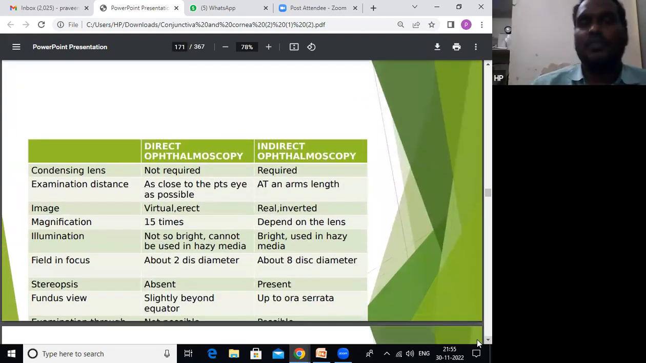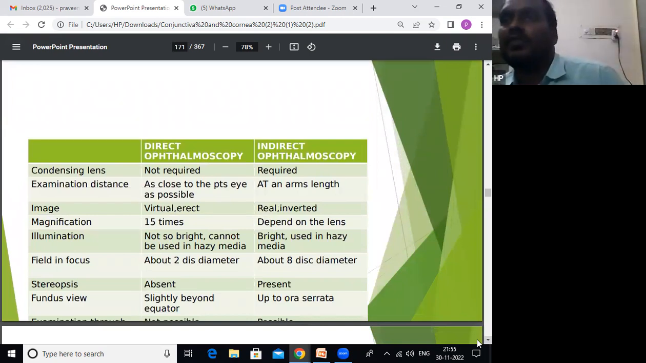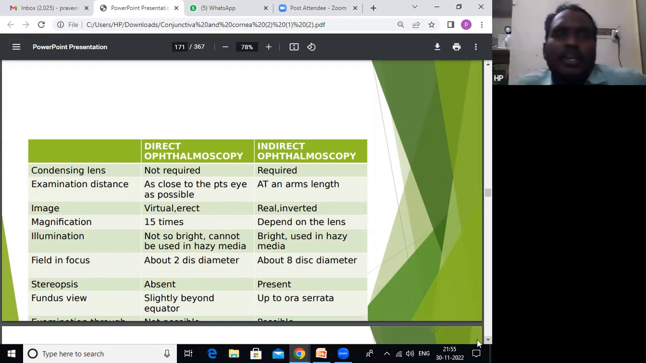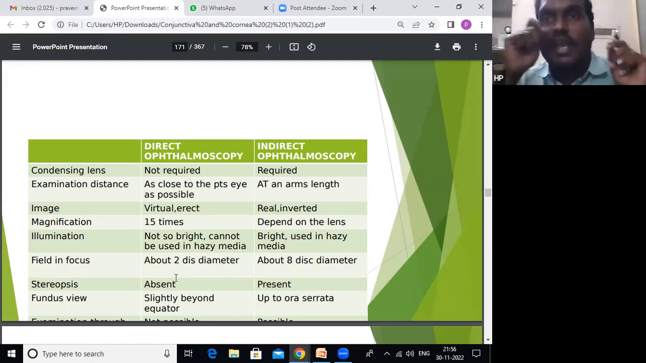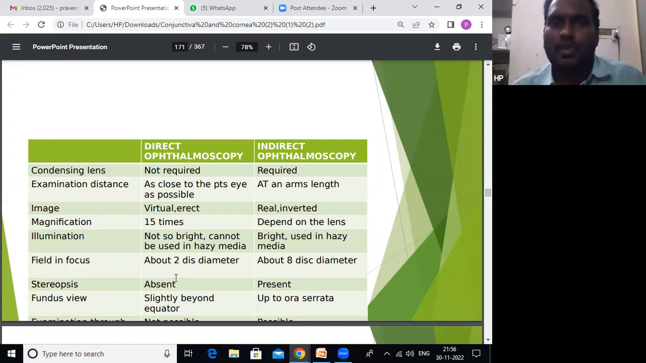This again is a table which is very important. Always one of the following is an advantage of direct ophthalmoscope, or one of the following is an advantage of indirect ophthalmoscope. You need a condensing lens. That means apart from the ophthalmoscope you are using, you need another lens in indirect ophthalmoscopy, which is a disadvantage. In an indirect ophthalmoscope, the image is real and inverted, whereas in a direct ophthalmoscope, it's virtual and erect. But you get more magnification in direct ophthalmoscope, 15 times magnification. Stereopsis: the indirect ophthalmoscope is binocular, that's why you have stereopsis, whereas the direct ophthalmoscope is monocular, that's why you don't have stereopsis. So this table you have to remember. Please go through this table.